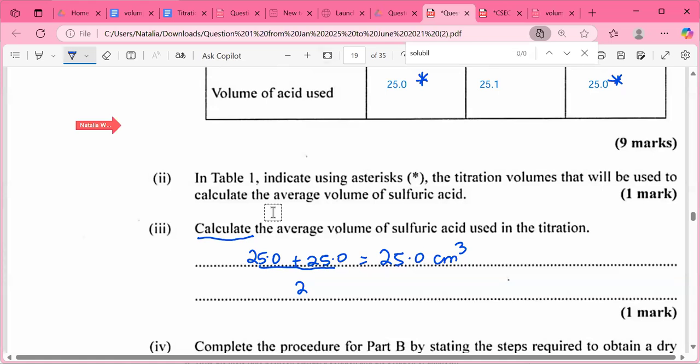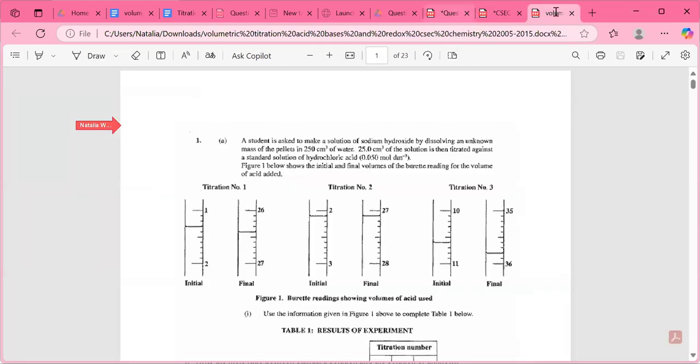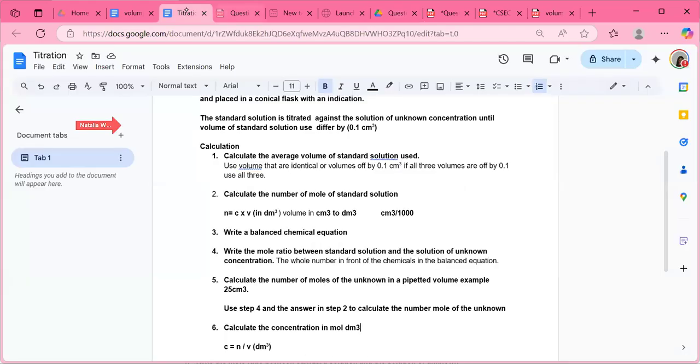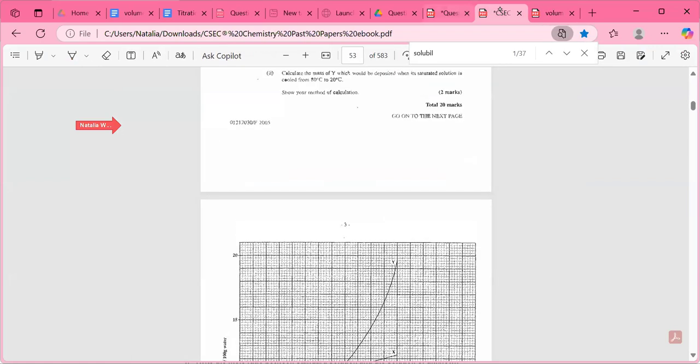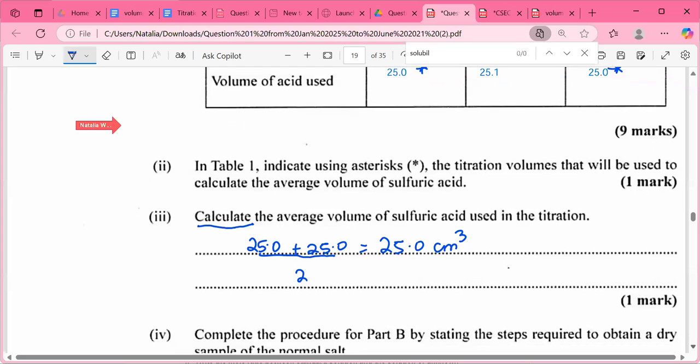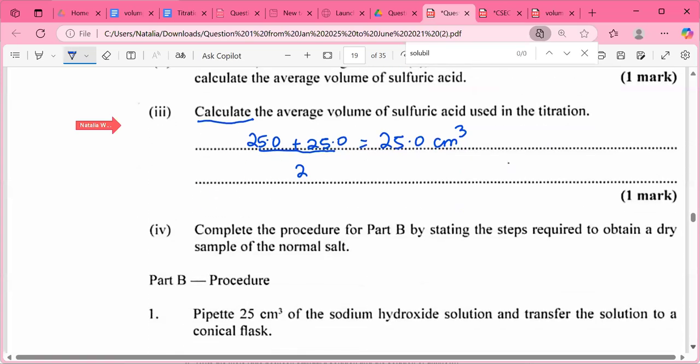So here, let's go. It says in my notes that I must calculate the first calculation, which says calculate the average volume of the standard solution. So we did that. We have identical volumes. We use the identical volumes to do the calculations. All right, so we are to complete the procedure for B by stating the steps required to obtain a dry sample of the normal salt.